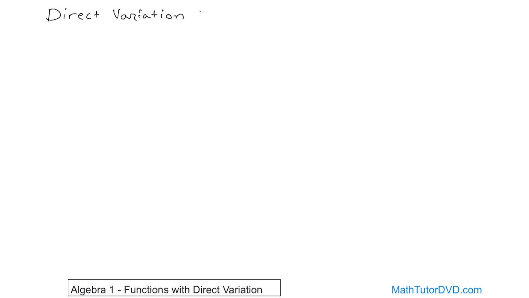Basically, it's when a function looks like this. I'll switch colors. Direct variation happens when you have f of x is equal to some constant k times x. Now don't let something like this scare you. Basically what it says is f of x is equal to some number k times x. In this case, it's called the constant of variation.